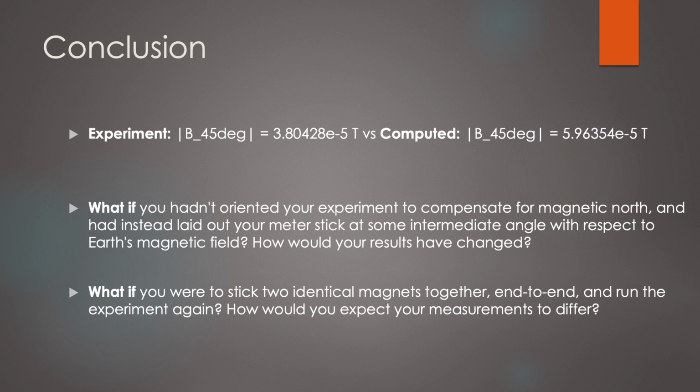Finally, if I were to stick two identical magnets together, the magnetic field would still be in the same direction, but the magnitude would be larger. This is because the magnetometer would still be the same distance from the north side of the dipole magnet, but the south side, now further away, would have a lesser effect.